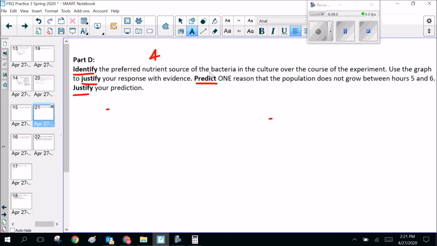Okay, all right, so we go into the last part. Identify the preferred nutrient source of the bacteria in the culture over the course of the experiment. Well, we already did that way back at the beginning. We said nutrient 1 because it started munching on it from the beginning. Here's the graph to justify your response with evidence.